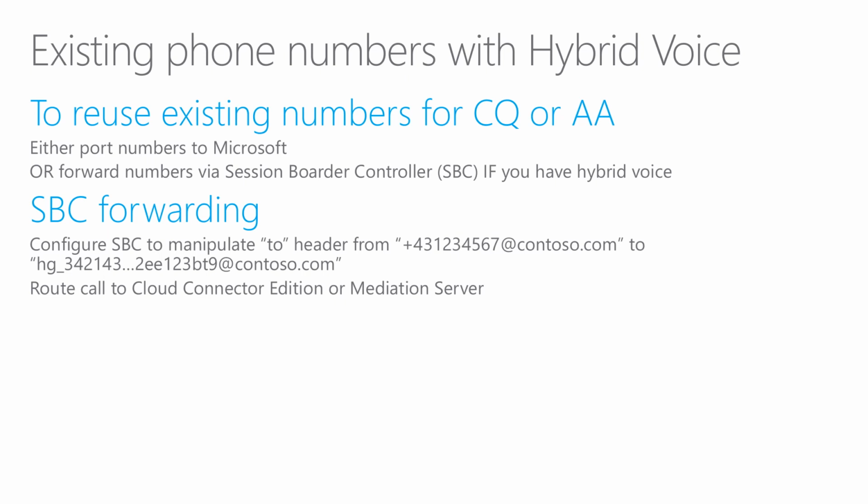So how do we use existing phone numbers with hybrid voice? If you want to reuse existing phone numbers, the easiest way to go is to port those numbers to Microsoft. If you want to forward them from an on-premises environment, you must use a session border controller when you're using hybrid voice. You must configure the SBC to manipulate the To header from phonenumber@contoso.com to the SIP URI of the AA or call queue. You then route the call to either Cloud Connector Edition or the mediation server.